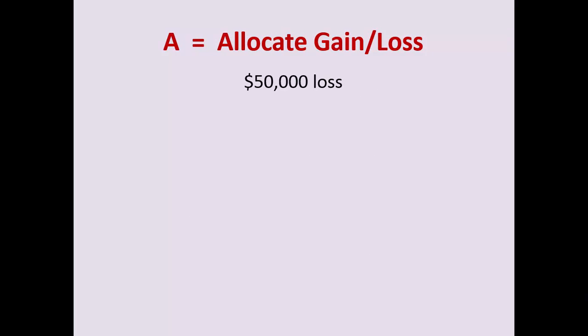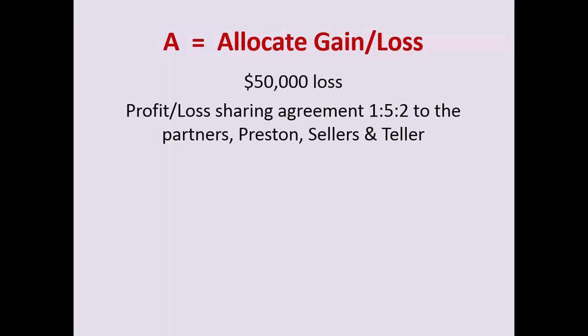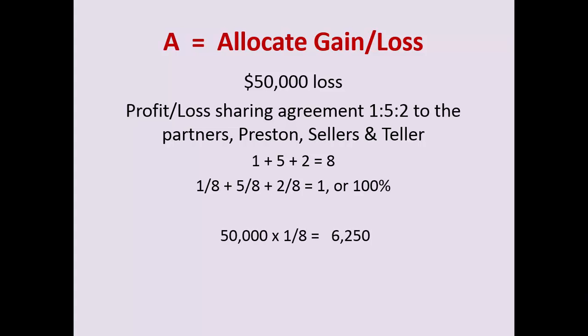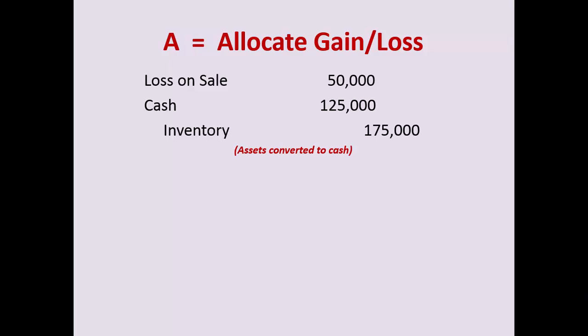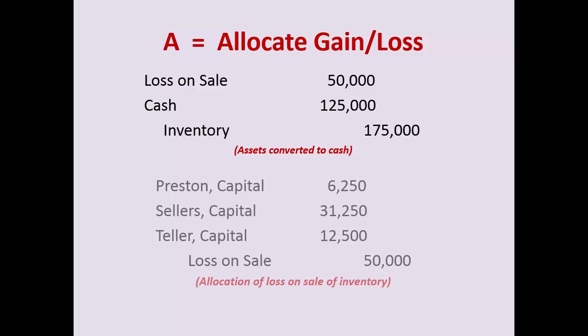Step number two, allocate the gain or loss based on the initial P&L sharing agreement. For a ratio of 1:5:2, it would be 1 plus 5 plus 2. So that means Preston gets 1/8, Sellers 5/8, and Teller 2/8 of that loss. This is how you allocate it. Just as you allocated income and loss, you allocate gain and loss also. So the first journal entry converted the assets to cash, and now you need to allocate that loss based on the P&L sharing agreement. And here are your journal entries.